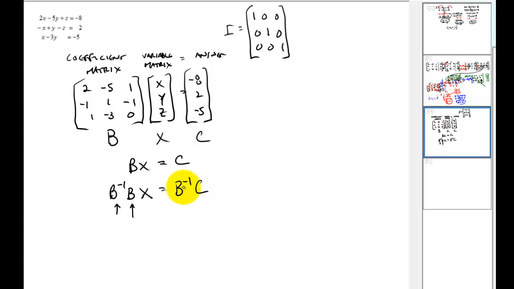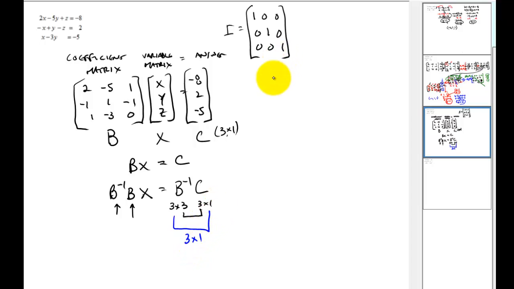Now the inverse of matrix B is a 3 by 3. Matrix C right here is a 3 by 1. Whenever you multiply matrices, those inner dimensions have to be equal. And then this will be your answer right here. Your answer is going to be a 3 by 1.